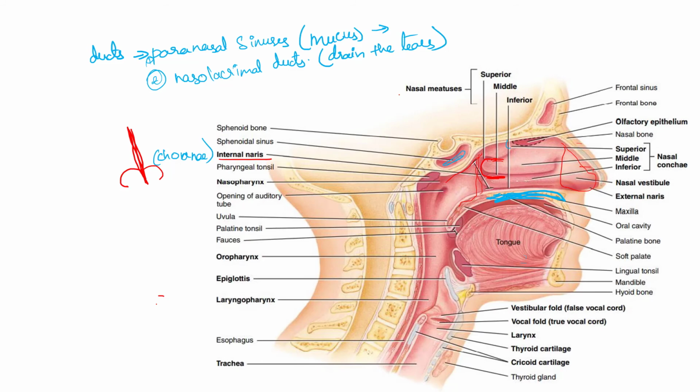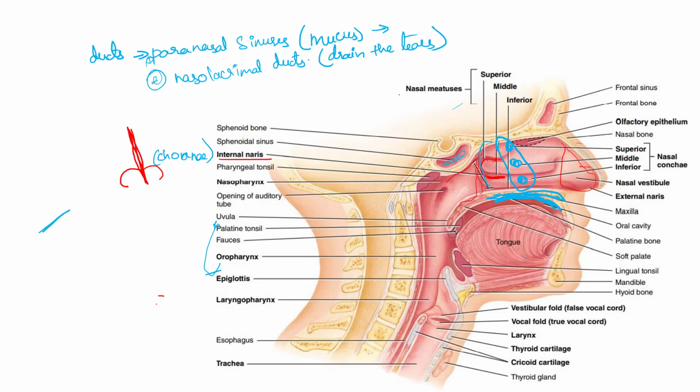Now let's see what is located inferiorly, which is towards here. Here we will be having three nasal concha bones. One is the superior nasal concha, middle nasal concha, and inferior nasal concha bone. So inferiorly, we will be having three nasal concha bones. Remember all this as a home.